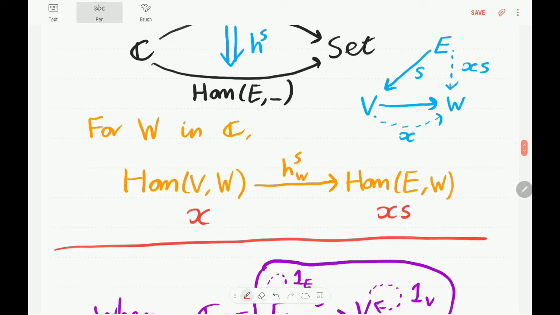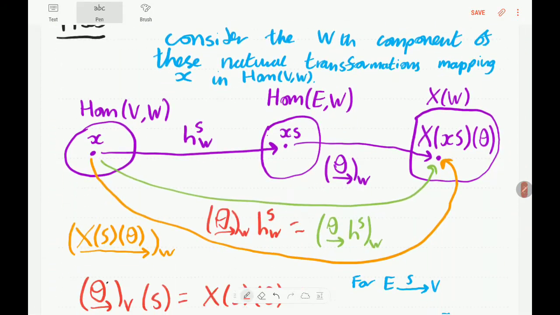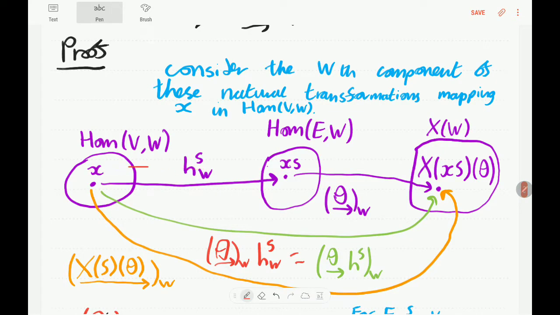So we have it up here, look, the W component of HS is going to send an element X to an element X after S, okay? So this sends X to X after S. And then we need to do the second leg of this. So we then want to understand what the W component of theta under arrow does to X after S, okay?